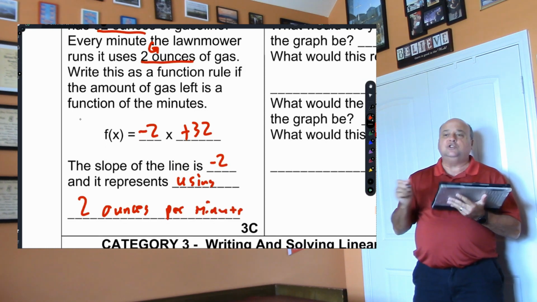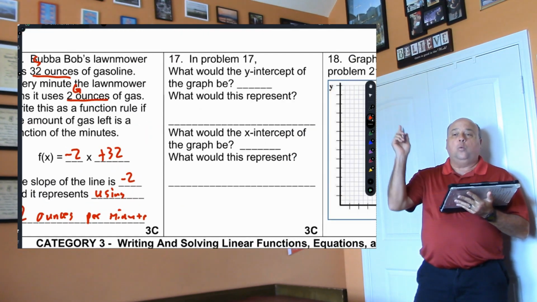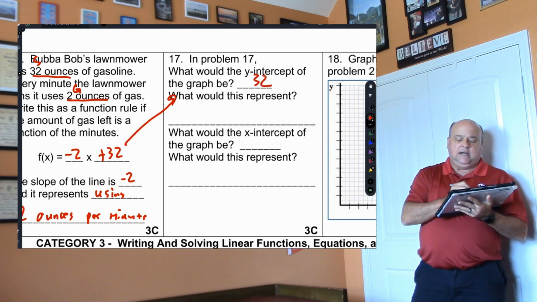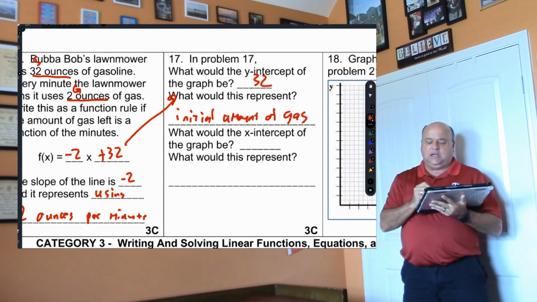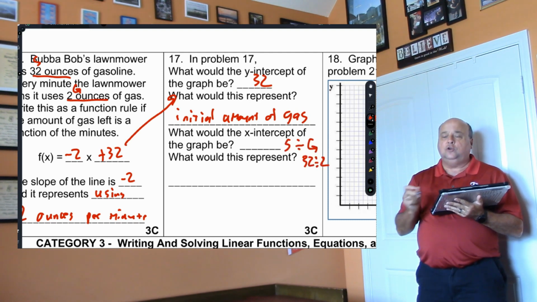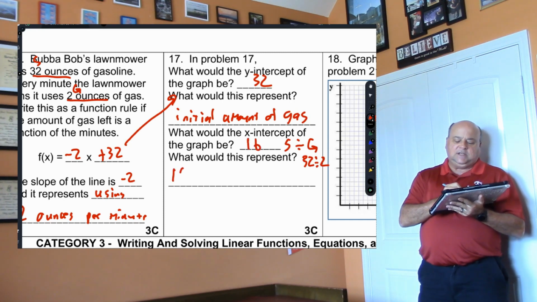Every minute he uses 2 ounces of gas, okay? So we're going to go over here. The y-intercept will be the starting amount, which is 32, and it's the initial amount of gas. To find the x-intercept, remember we take the starting number and divide it by the growing number. So we're going to do 32 divided by 2. He's got 16 minutes of gasoline, right? So in 16 minutes, all the gas is gone, right?